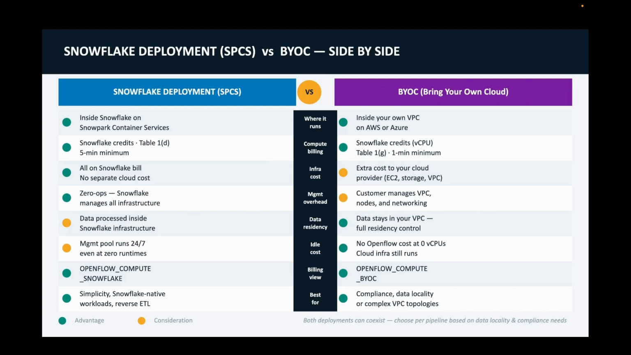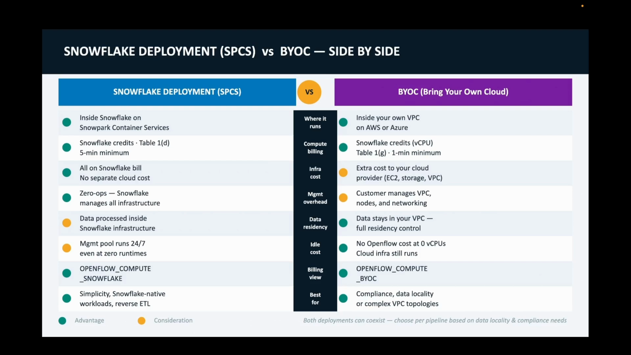So the management pool runs 24/7 even at zero runtimes in SPCS, and there is no Openflow cost at zero vCPUs in BYOC, and cloud infrastructure still runs and it will be billed for the infrastructure that is running. In billing view, we can typically check some account views. Here I'll have to double check on Openflow compute underscore Snowflake or BYOC if they are available at this moment. But typically you get this billing view from your metering history tables.